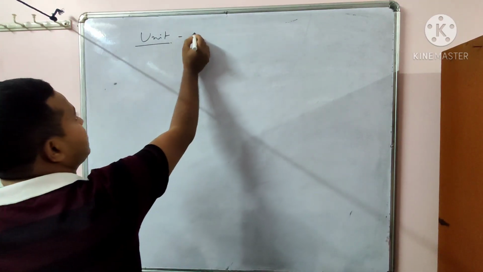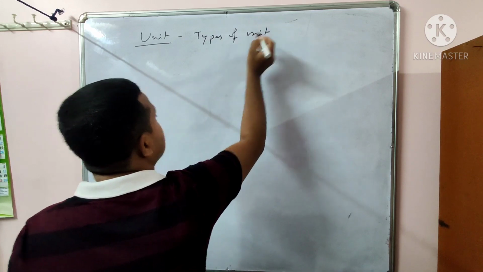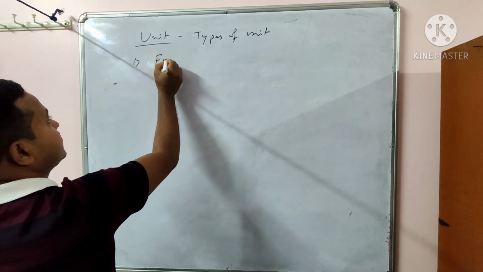So, types of unit. The first one is the fundamental unit.